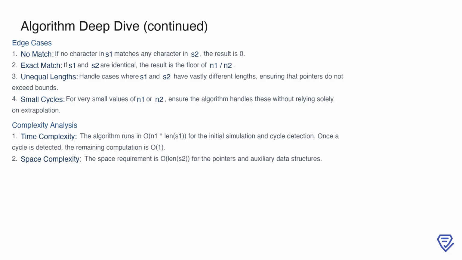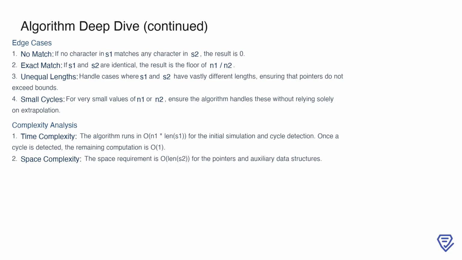When solving this problem, it's important to consider edge cases. For instance, if no character in S1 matches any character in S2, the result should be 0. On the other hand, if S1 and S2 are identical, the result is simply the floor of N1 divided by N2.